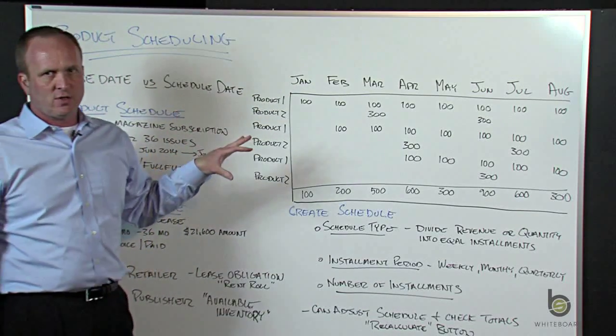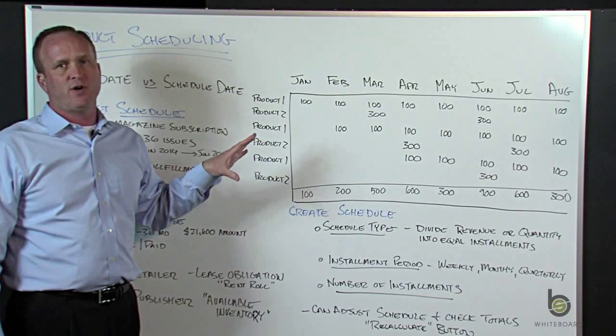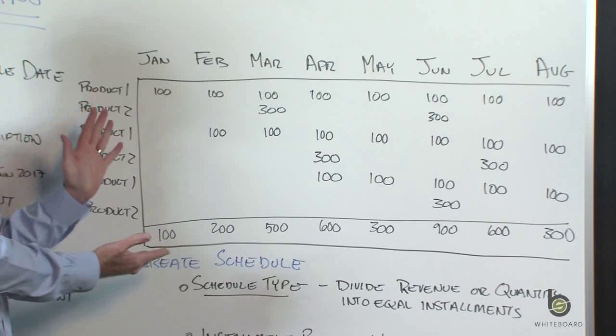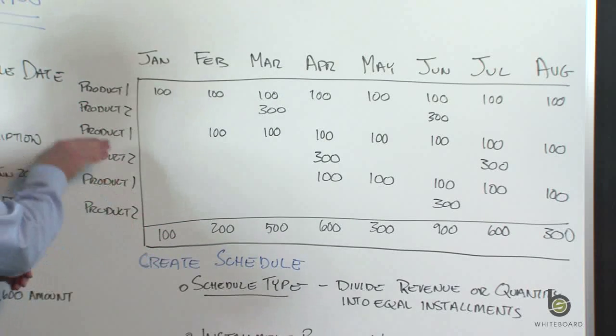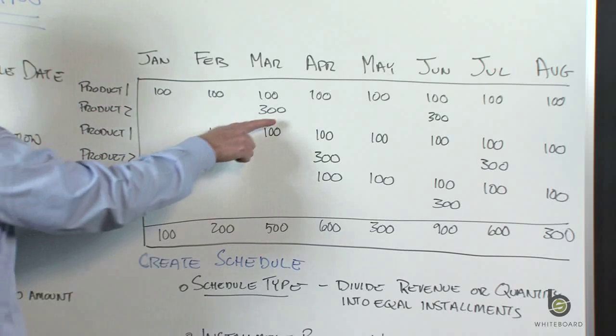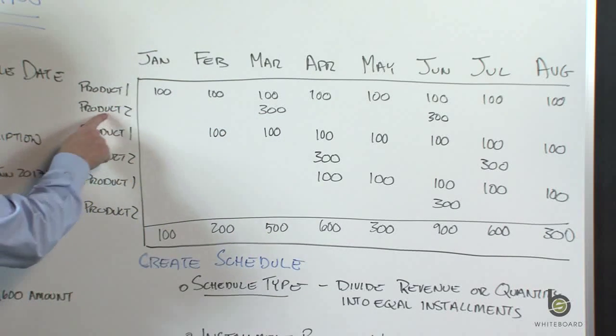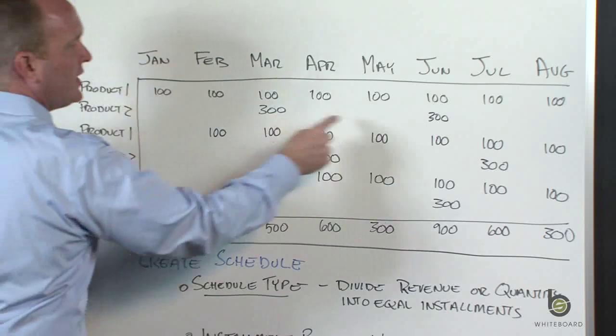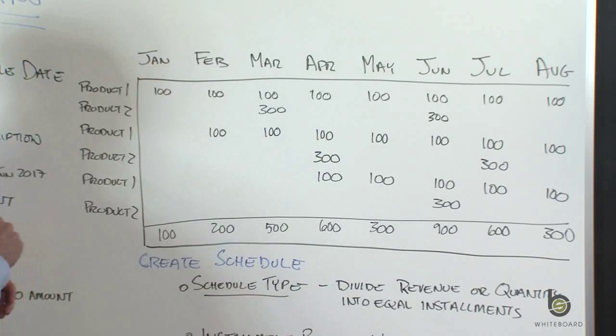This is a good visual representation of a product schedule, almost in a report format. You can run a report to see a product schedule. So what I've got is two products. I have a $100 product, which is product one, and a $300 product, which is product two. Product one we sell monthly for $100. Product two we sell quarterly for $300.